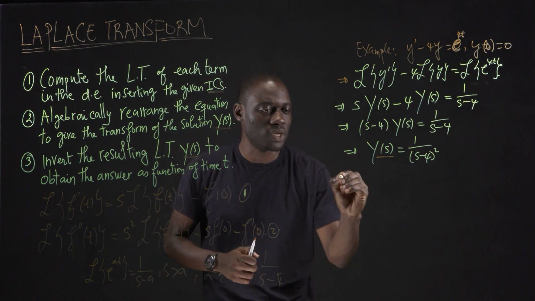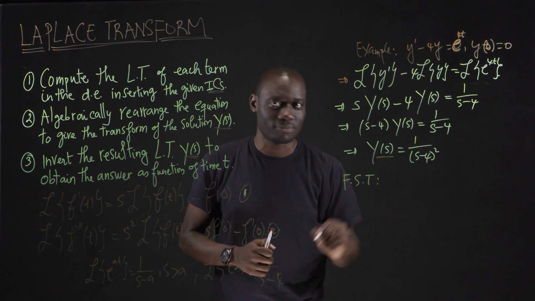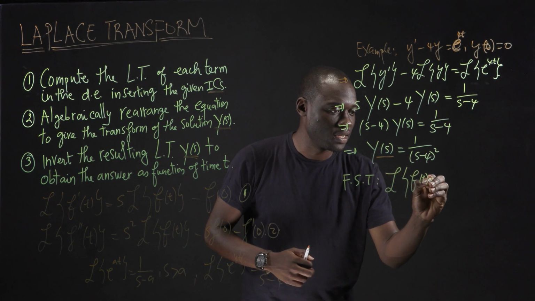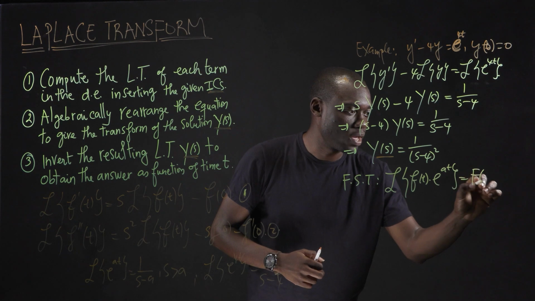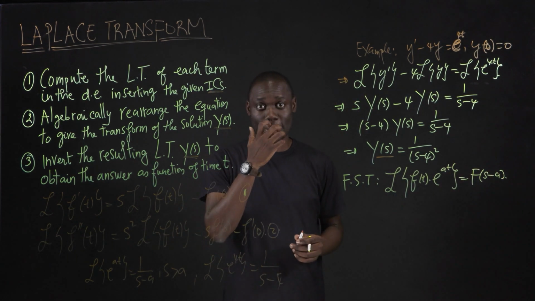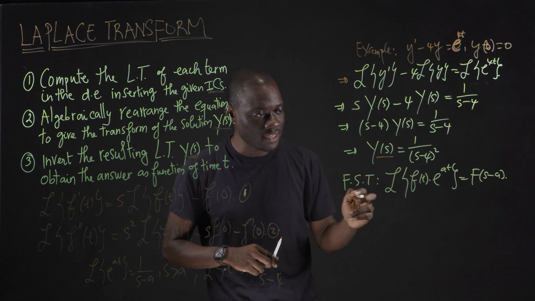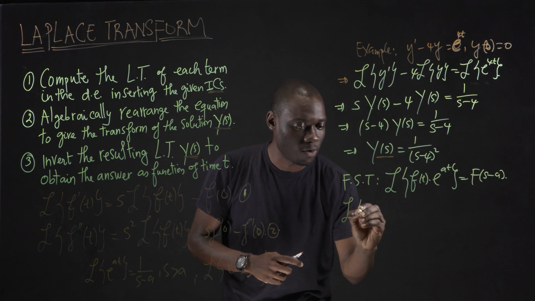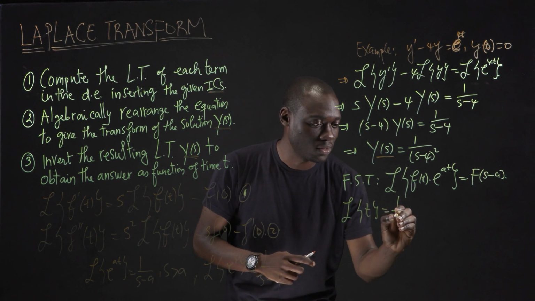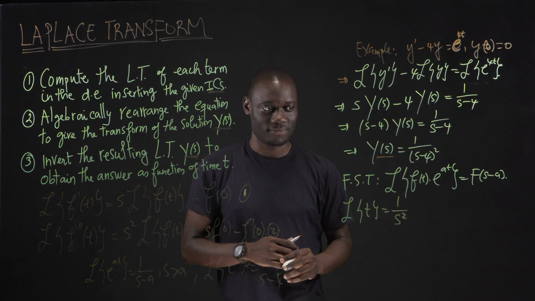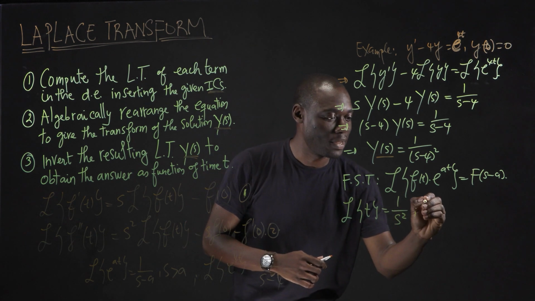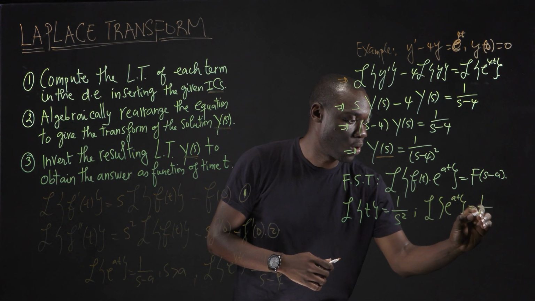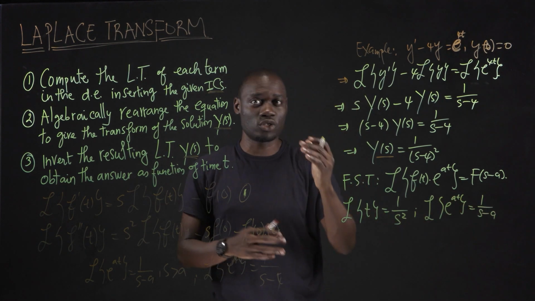Now, remember what we saw when we talked about the first shift theorem, right? We said in the first shift theorem that the Laplace transform of f(t) times e^(at) equals F(s minus a), right? From this, we know that the Laplace transform of t equals 1 over s squared, right? And we also know that the Laplace transform of exponential e^(at) equals 1 over s minus a, with s greater than a.